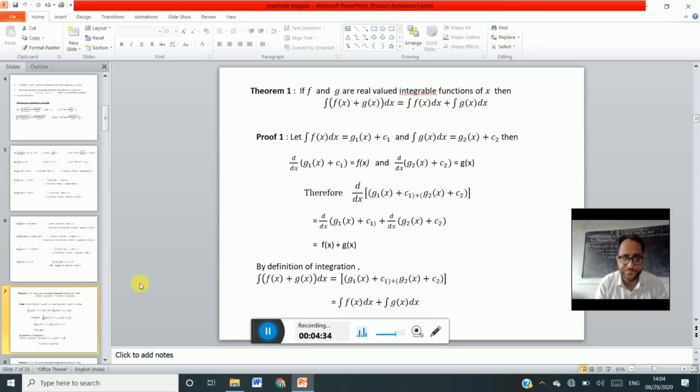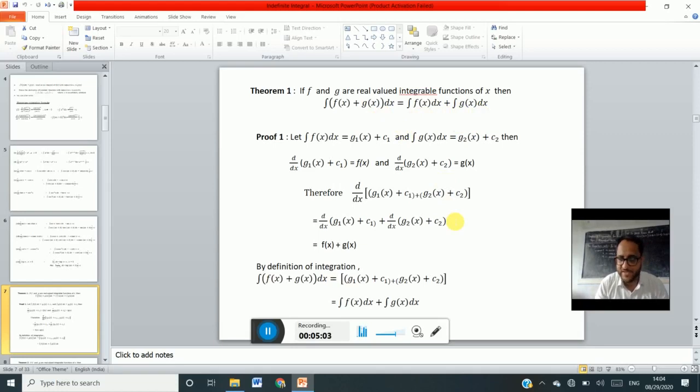Now see the next one, that is the first theorem: if f and g are real valued integrable functions of x, then the integration of f of x plus g of x dx equals the integration of f of x plus the integration of g of x. That is separating the integration, simple. We say it is the separation of the integration. It exists for the negative symbol also.